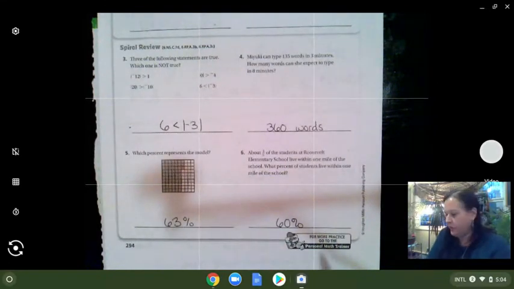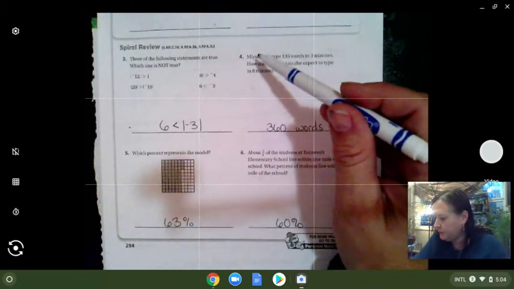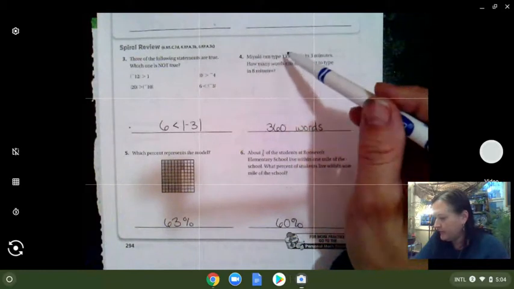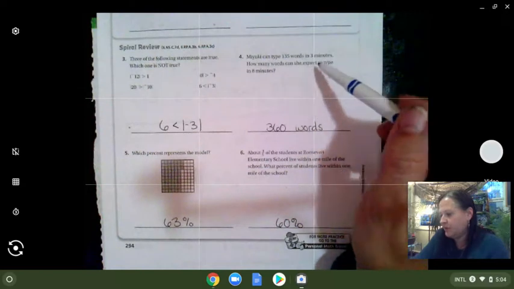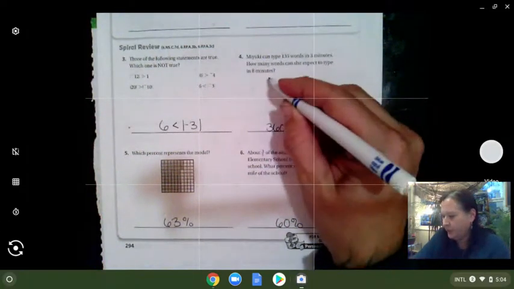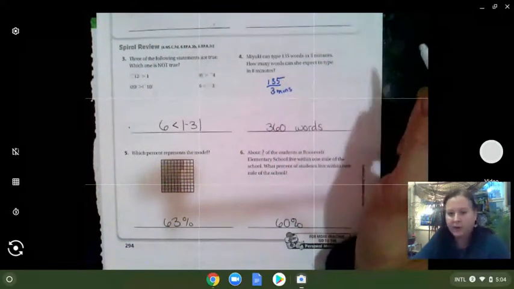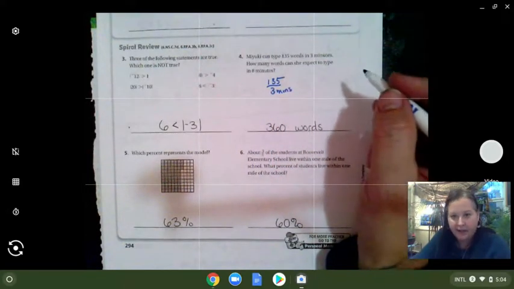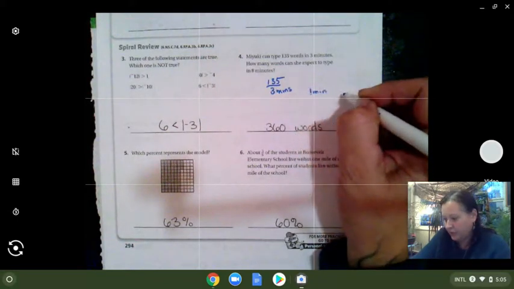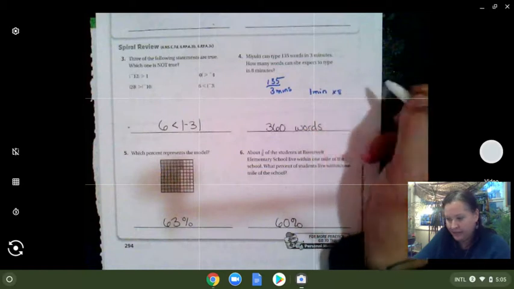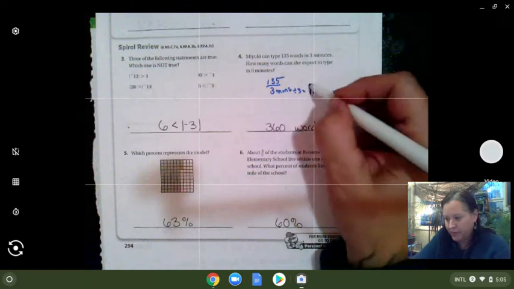All right, number 4. It says Mayakai can type 135 words in 3 minutes. How many words can she expect to type in 8 minutes? So 135 in 3 minutes. So we can go ahead and find the unit rate by dividing by 3. Right? So we can find how many in 1 minute, and then we will multiply that to see how many in 8 minutes. So first we're going to divide by 3 to get that bottom number to 1 minute.